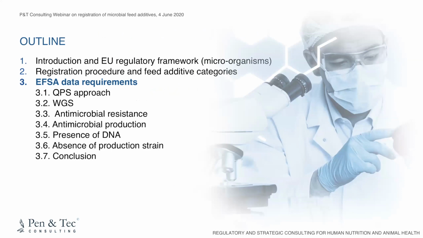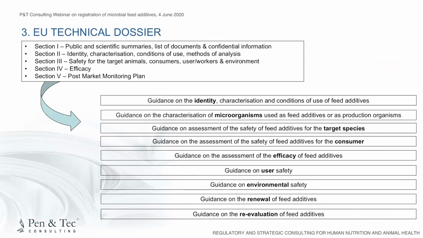The authorization process defines the need to prepare a technical dossier, which is divided into 5 sections. The main sections are those related to the feed additive's identity, which is in section 2, the safety for target animals, consumers, users and workers, and the environment, which is outlined in section 3. And efficacy of the microorganism for the intended use is included in section 4. These sections are built using the relevant guidance documents, which you can see in the slide.